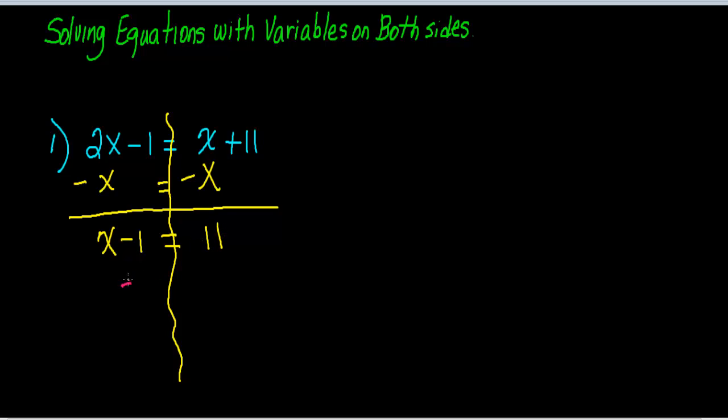So I add 1 to each side. And again, notice I'm adding 1 because I'm making this quantity equal 0. And I add 1 to the other side. So on this side I have x. Negative 1 plus 1 equals 0, so that's gone. And 11 plus 1 equals 12. So x is equal to 12, and you are done.